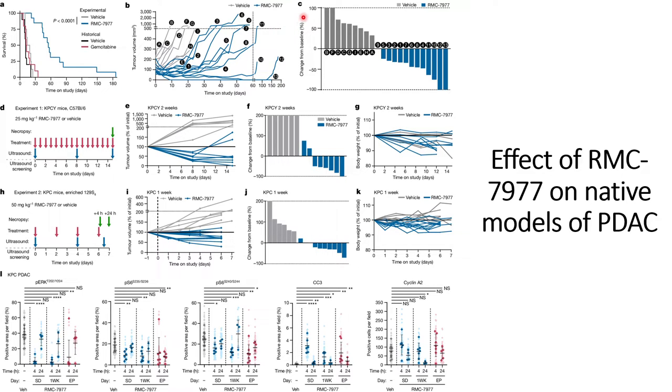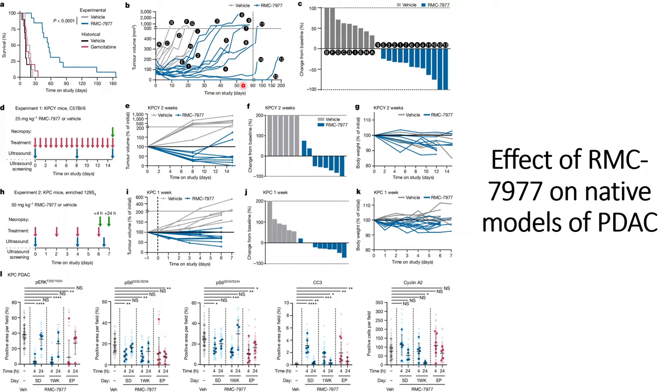And these things are presented in another form in the waterfall plots, or the bar plots, where we can see that in the case of vehicle there is an increase in the tumor volume, whereas in the case of RMC-7977 there is a decrease in the tumor volume from the baseline.